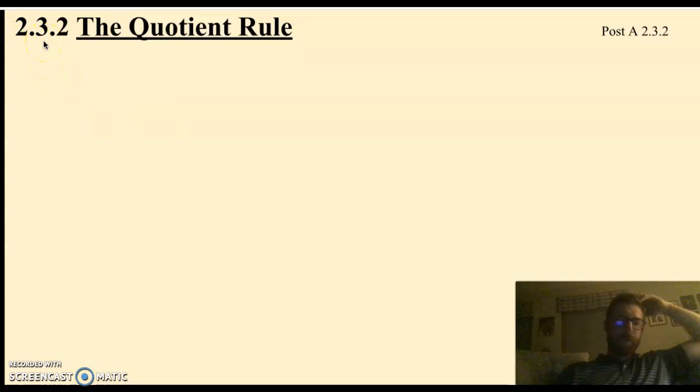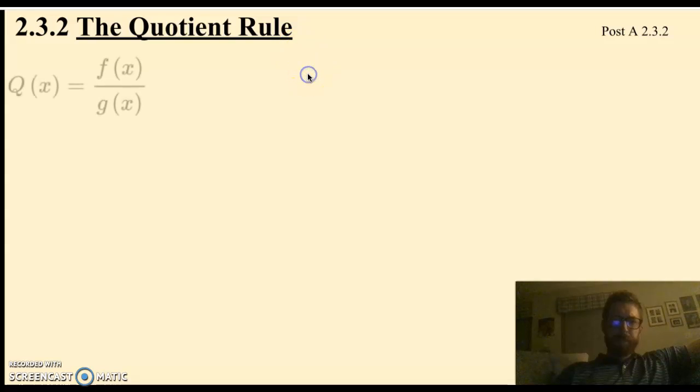All right, 2.3.2, the quotient rule. So in our pre-activity, we learned that if we wanted to find the derivative of a quotient, we could not just take the derivative of the top and divide it by the derivative of the bottom. That won't work, right? That doesn't give us the correct answer that we found by distributing. So we have to do a little manipulation here.